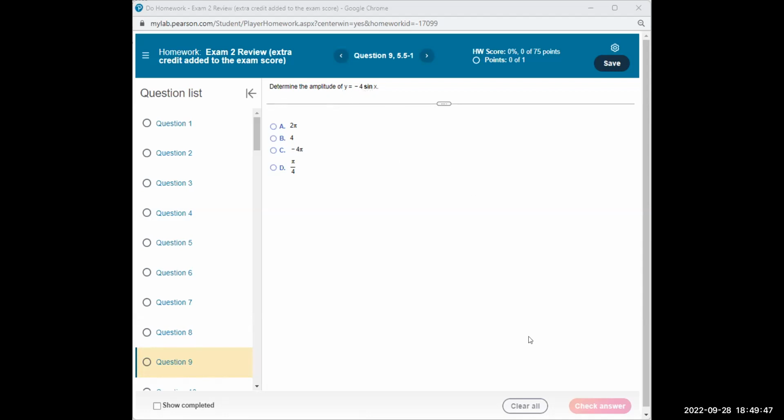minus 4 sine x. And I should probably check and make sure my share screen looks good. It does look good. Okay.